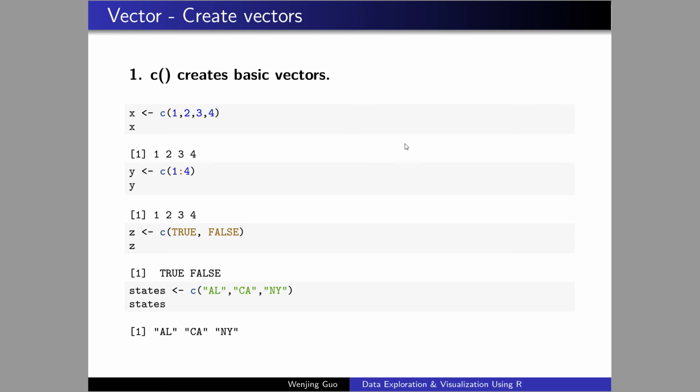Now let's see how to create vectors in R. Typically, we can use c parentheses to create the basic vectors in R. For example, if we would like to create a vector which consists of 4 elements, 1, 2, 3, 4, we can use this R command, c(1, 2, 3, 4). And then we can use the assignment operator to assign the vector we just created to an R object x. If you type x in R, R will return this vector we just created.